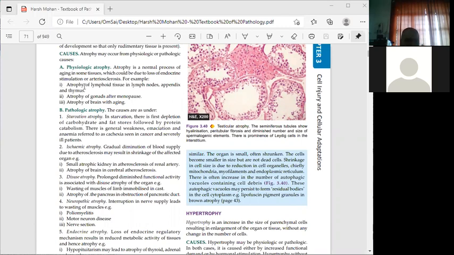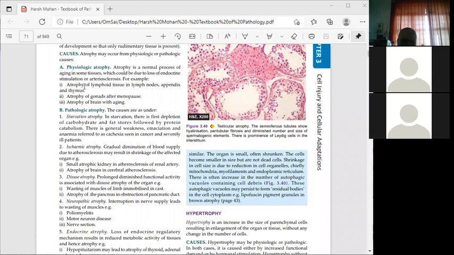What is the meaning of atrophy, students? Please, can you tell me here? What is the meaning of atrophy? Decrease in size of cell, tissue, organ. Excellent, excellent. Great.